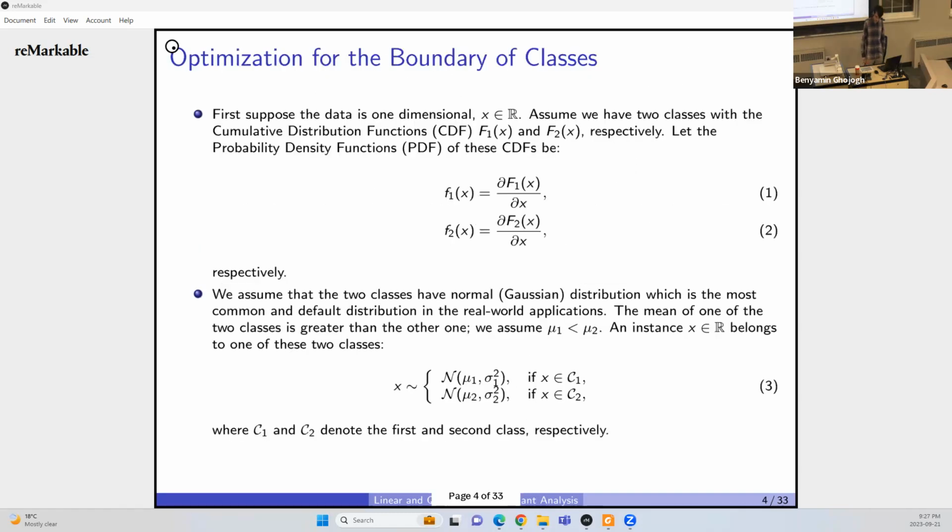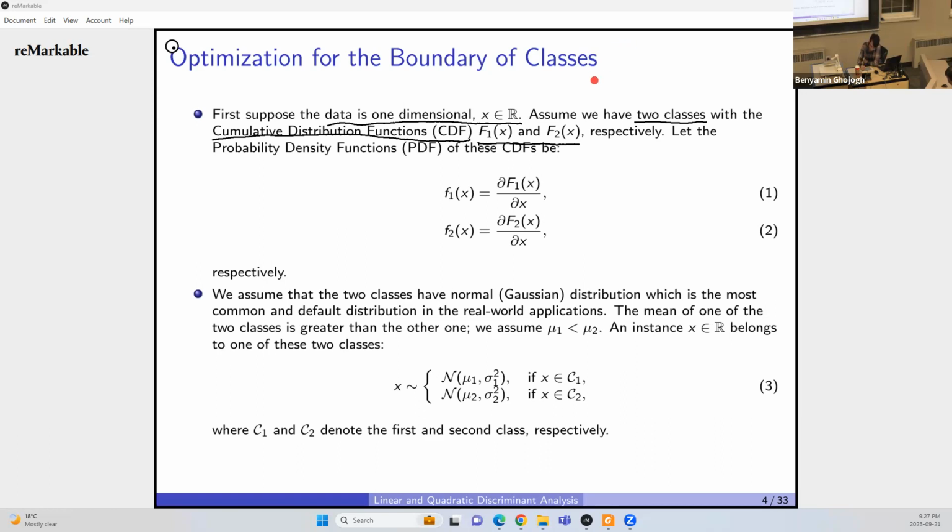First, suppose that the data is one-dimensional for now. Assume we have two classes with the CDF. What was CDF? Cumulative distribution function. It means that it always increases, always integrating or summing up the probability so far. If you don't know what CDF is, just Google it, it's easy. F1 and F2. And the PDF, or probability density function, is the derivative of the CDF.